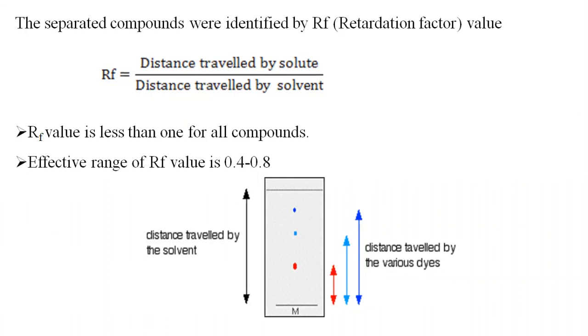In this way, we will identify what the compound is, so we are doing the qualitative analysis. The RF value every time should be less than 1. Why? Because every time the distance traveled by the solvent is more than the distance traveled by the solute. Here the RF value is nothing but the distance traveled by the solute divided by the distance traveled by the solvent. Hence, the RF value must always be less than 1. The effective range of RF value is 0.4 to 0.8.